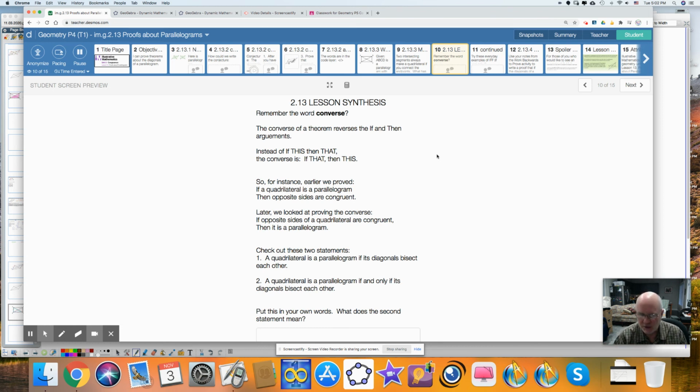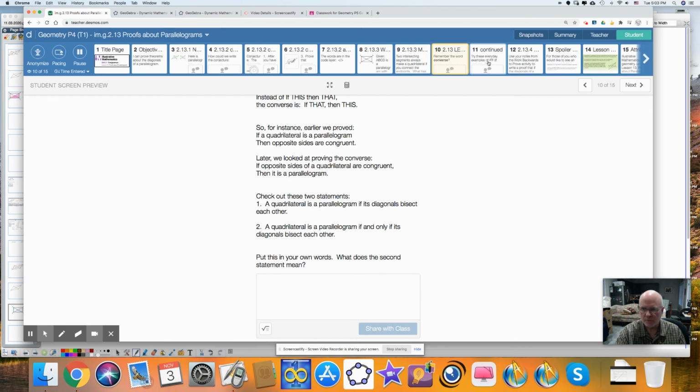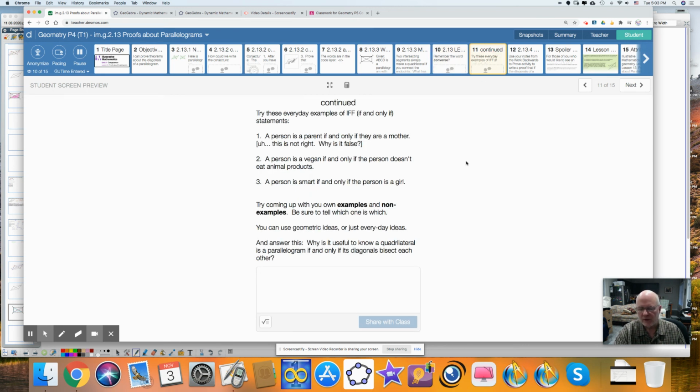Now check out these 2 statements. A quadrilateral is a parallelogram if its diagonals bisect each other. A quadrilateral is a parallelogram if and only if its diagonals bisect each other. You should put these in your own words and type it here. Now, this IFF, if and only if, that's the abbreviation for it, IFF. It's a Scrabble word, it actually works. It means that it is a biconditional. It's true in both ways.